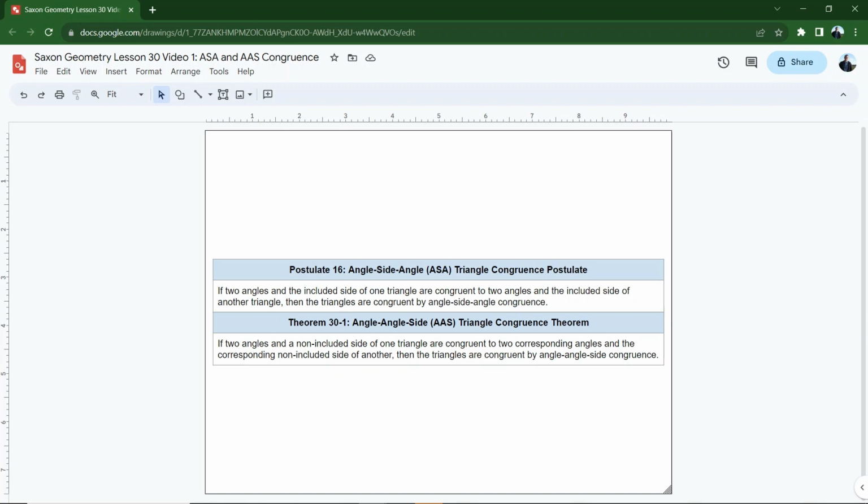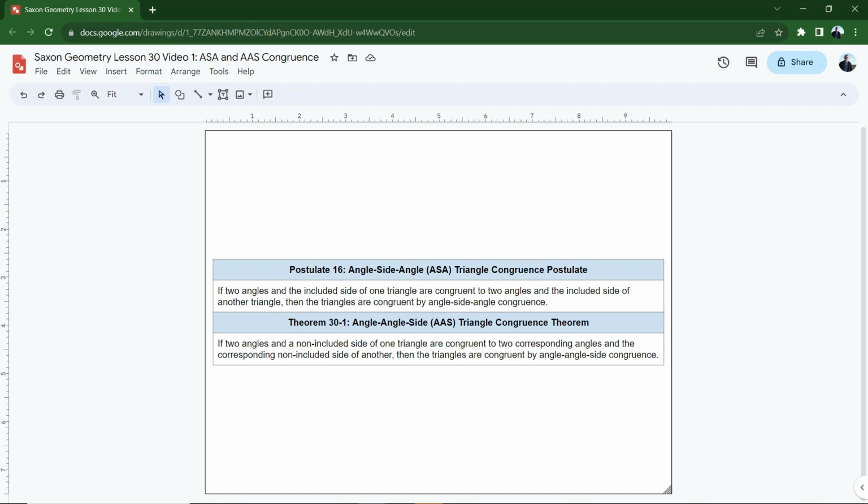Neither does side, side, angle. Side, side, angle is a little more interesting because if we have two triangles that have two sides congruent and then a non-included angle, there are at least two different versions of that side, side, angle that make two different kinds of triangles for the same side, side, angle. So we can't prove it because there's at least one counterexample that is not congruent.